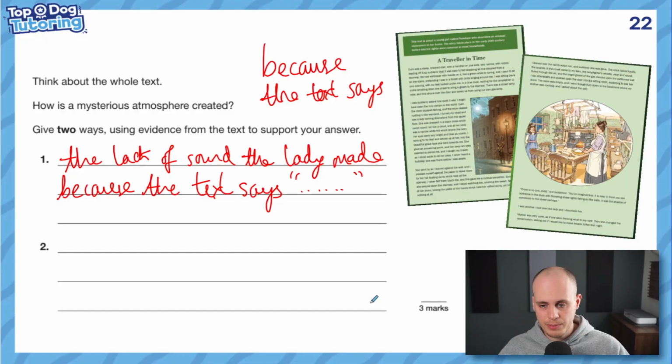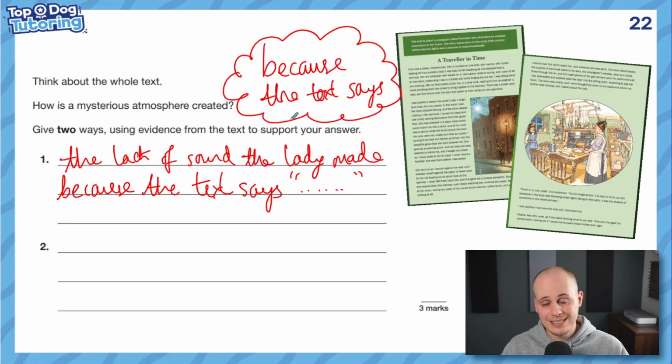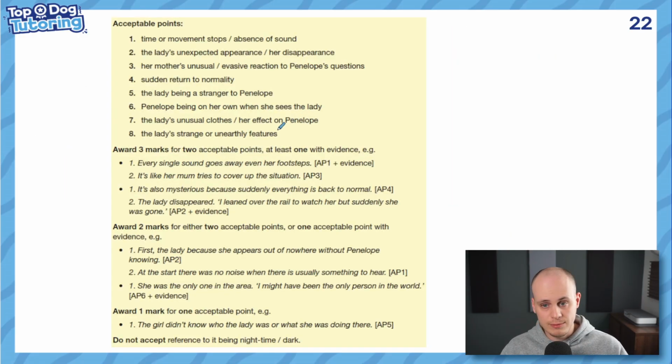So you pick a piece of evidence, you think about what that means, and then you craft them both into a sentence using the lovely words because or because the text says. Here is the mark scheme, just so you can see the amount of things you could have actually put down here. So we could have said any of these points with a bit of evidence, and I'll just read the points out to you. We could have said the fact that the time or movement stops. I mean, that was pretty mysterious, right? That's a pretty obvious one.